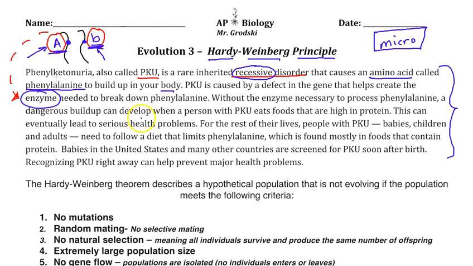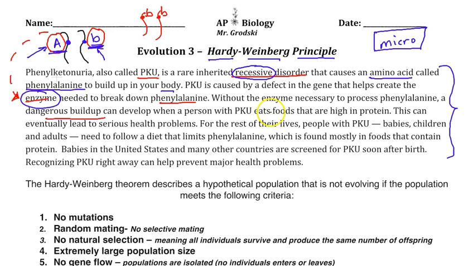In this case, if you are B and B, if you have the recessive two of the what? Genes for the broken gene, you can't make the correct enzyme to break down phenylalanine, and therefore it builds up. And this dangerous buildup can be deadly.